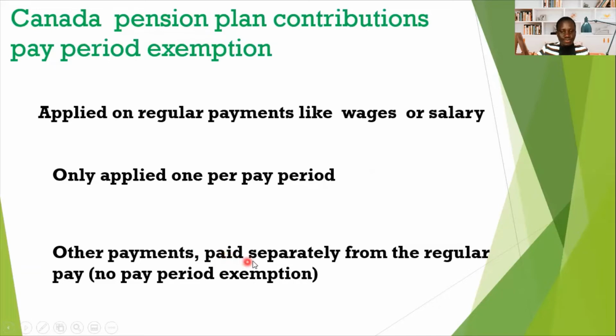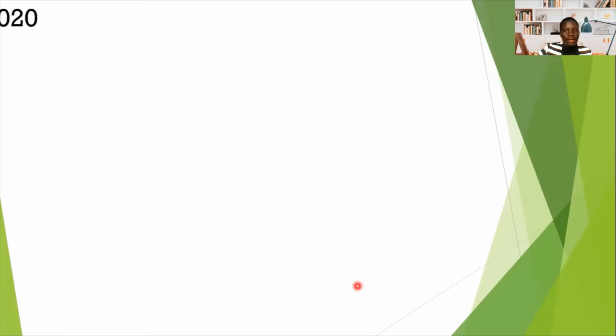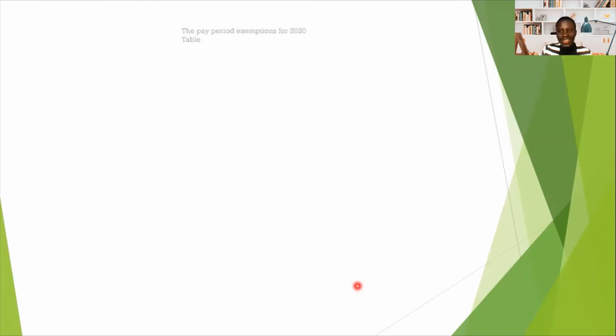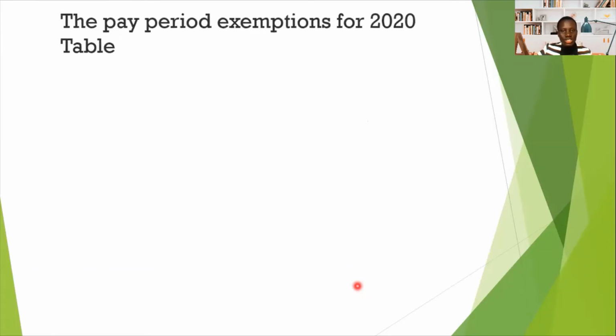Other payments separately from a regular pay, those payments that are out of your regular pay, do not get the pay period exemption. They do not remove any pay period exemption. Okay. I think it will make sense when we are doing the calculation. When we do the calculation, it's going to make sense.